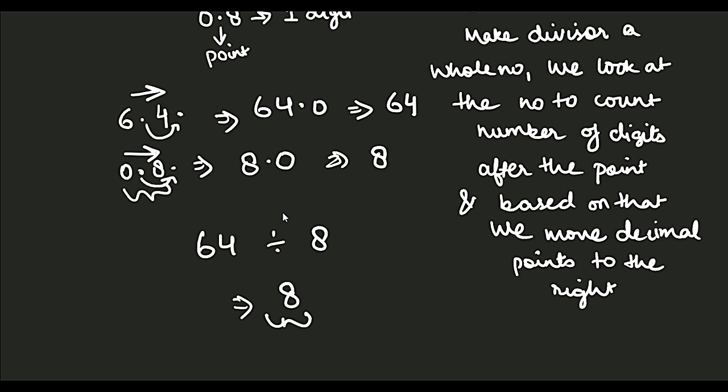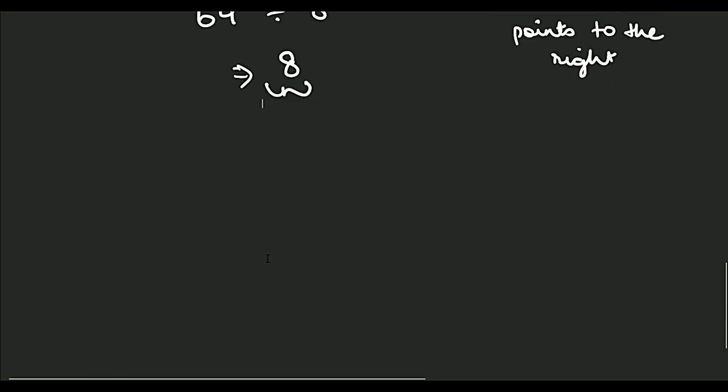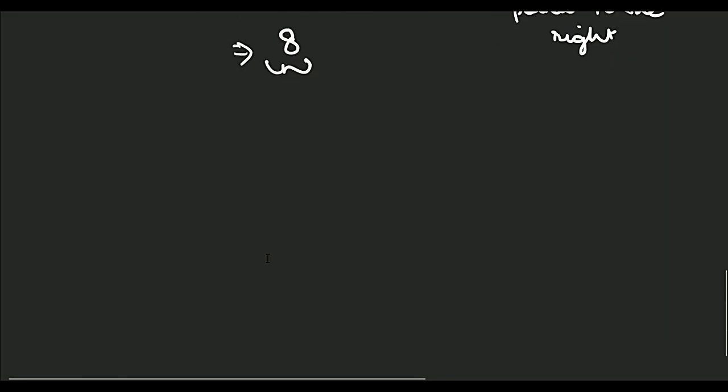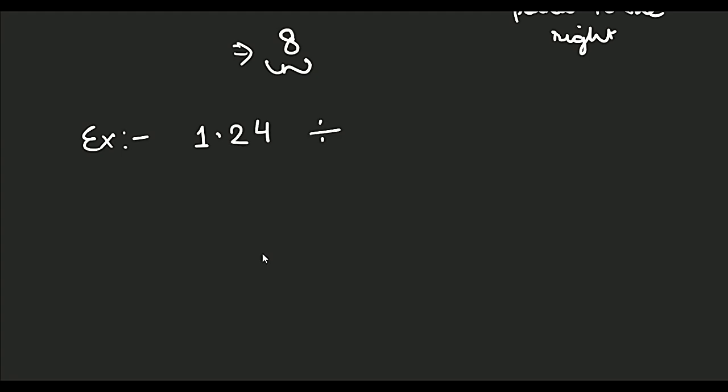Okay, we'll do one more question, and this question will be quite complex as compared to the previous one. So this time my number is 1.24 divided by 0.2. This time I've kept my number a little bigger, because there are 2 digits after the decimal point. So what is my rule? The rule is we have to convert my divisor, which is this, into a whole number.